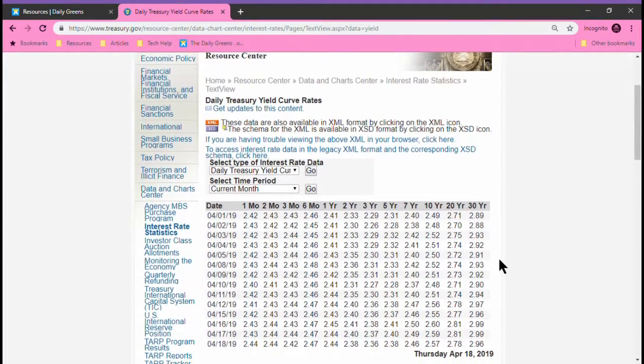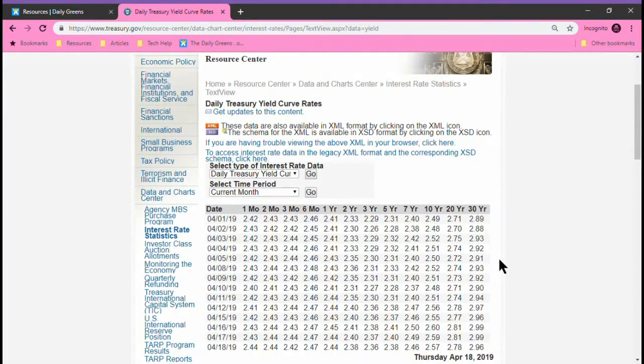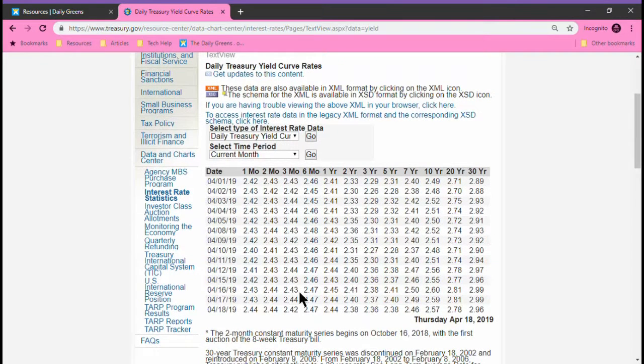Now, in recessions in the past, the yield curve has inverted, meaning that these numbers for the months are higher than the numbers for the years over here. So that means that it was seen as riskier to borrow or lend money in the short term to the government than in the long term. Okay, so that out of the way, let's look down here.